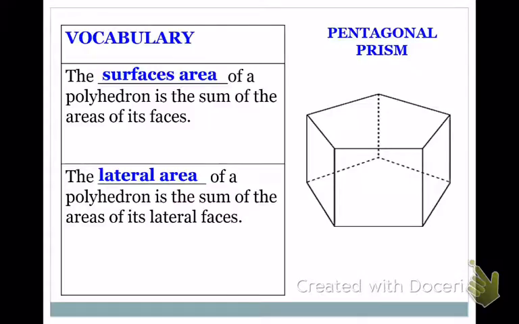Now when I say sides, if this were turned on end, and the pentagons were this way, your sides could be on the top and on the bottom. They're still considered sides or lateral sides because they're between the two parallel bases.